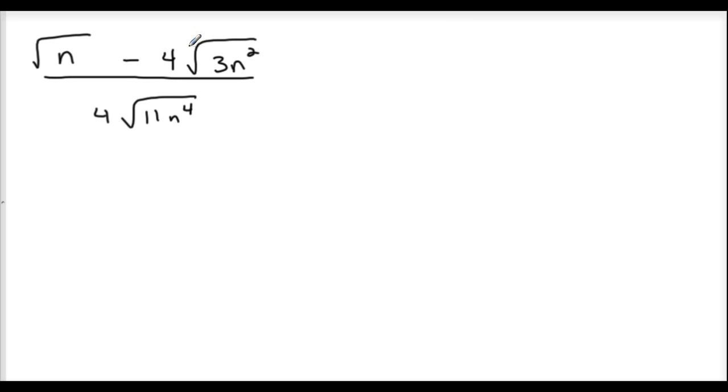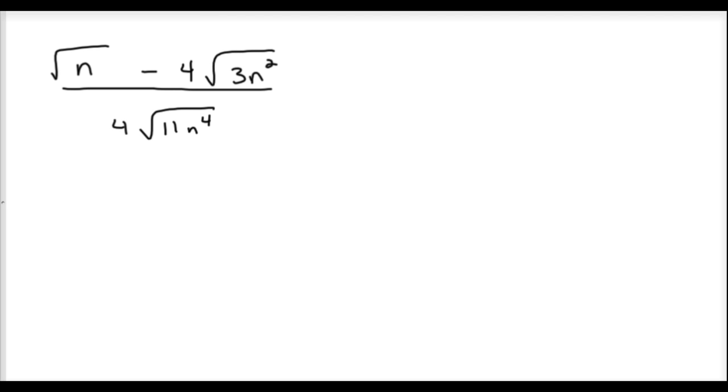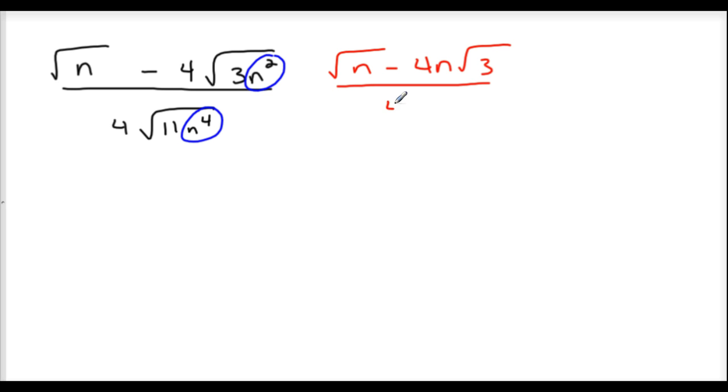So the square root of n minus 4 radical 3n squared over 4 times radical 11n to the 4th. Again, I'm going to recommend you simplify where you can. So I can simplify n squared, and I can simplify n to the 4th. So I'm going to rewrite this as radical n minus 4n radical 3 over 4n squared radical 11.